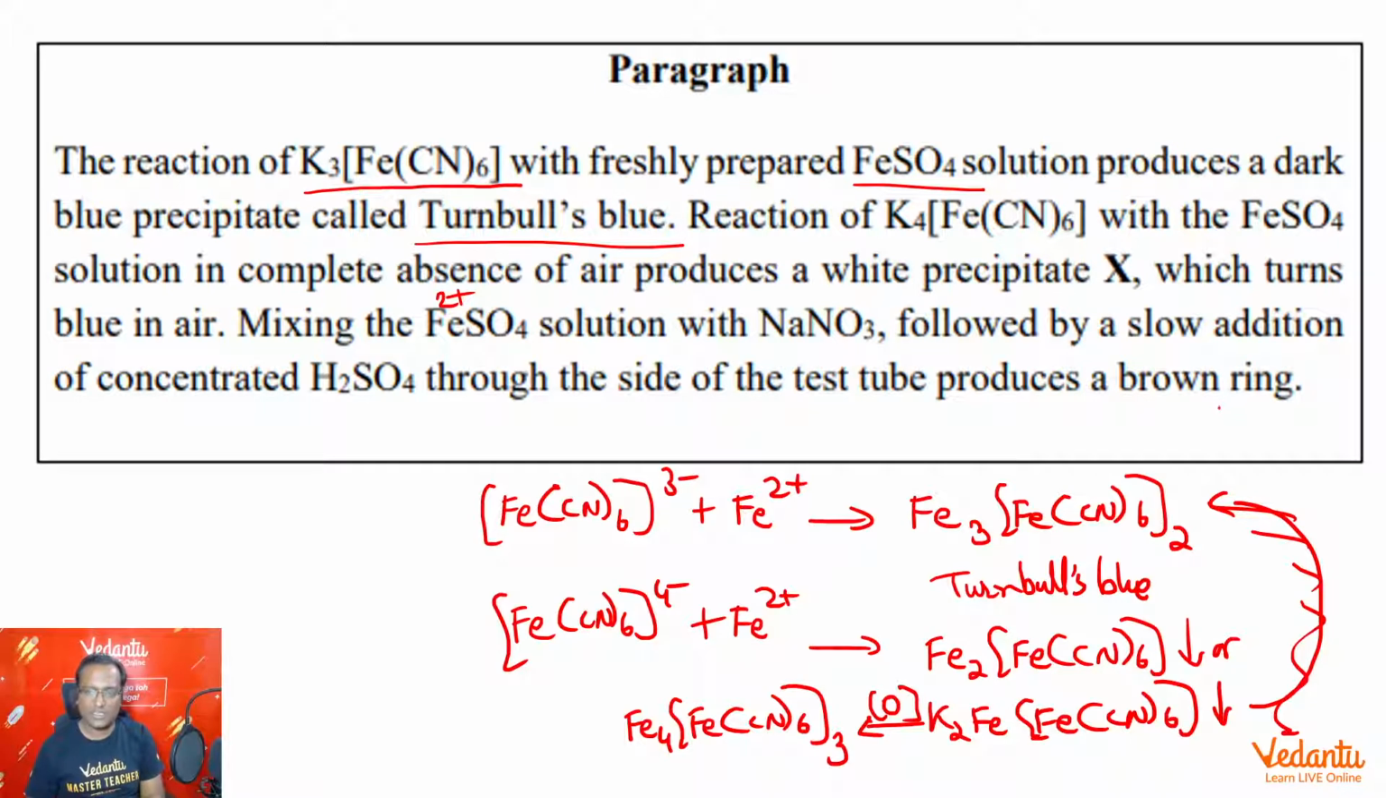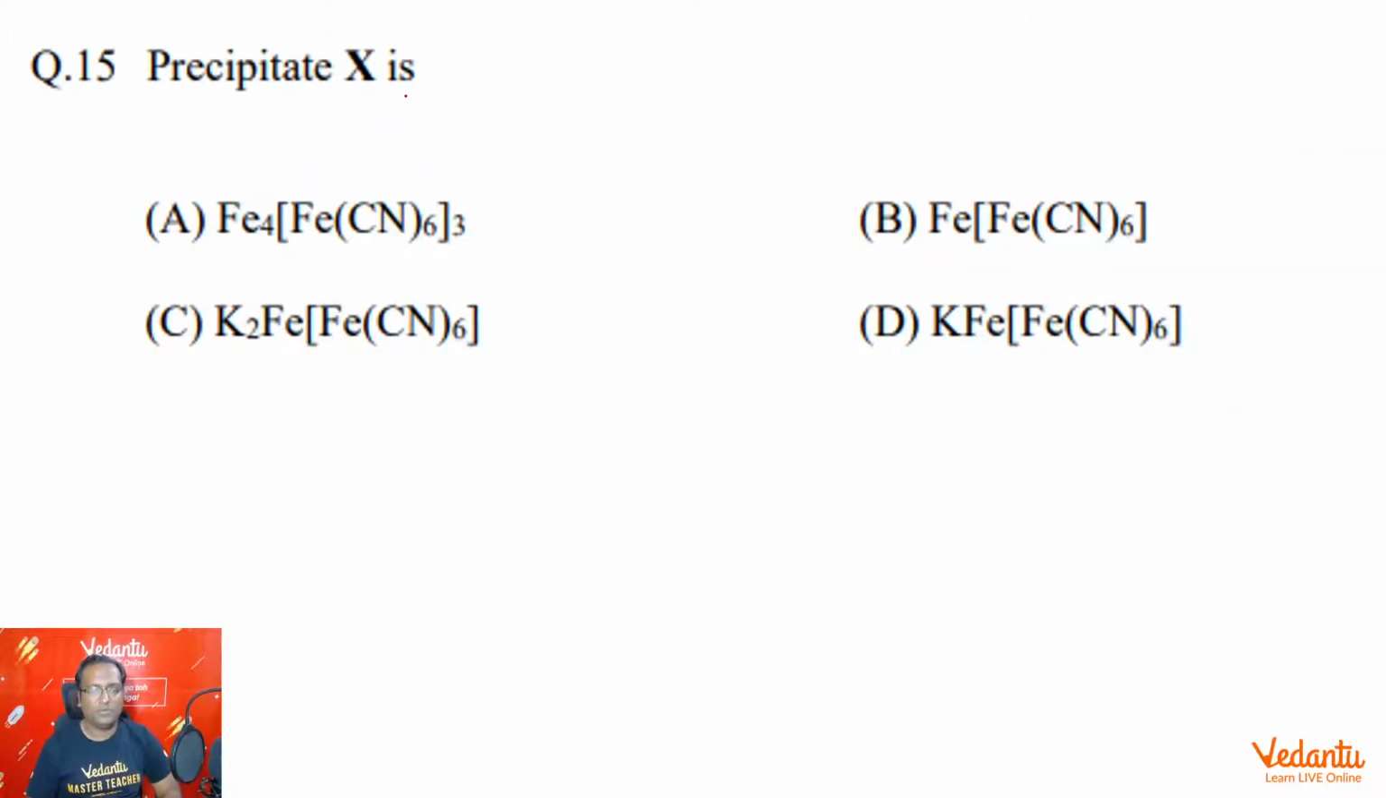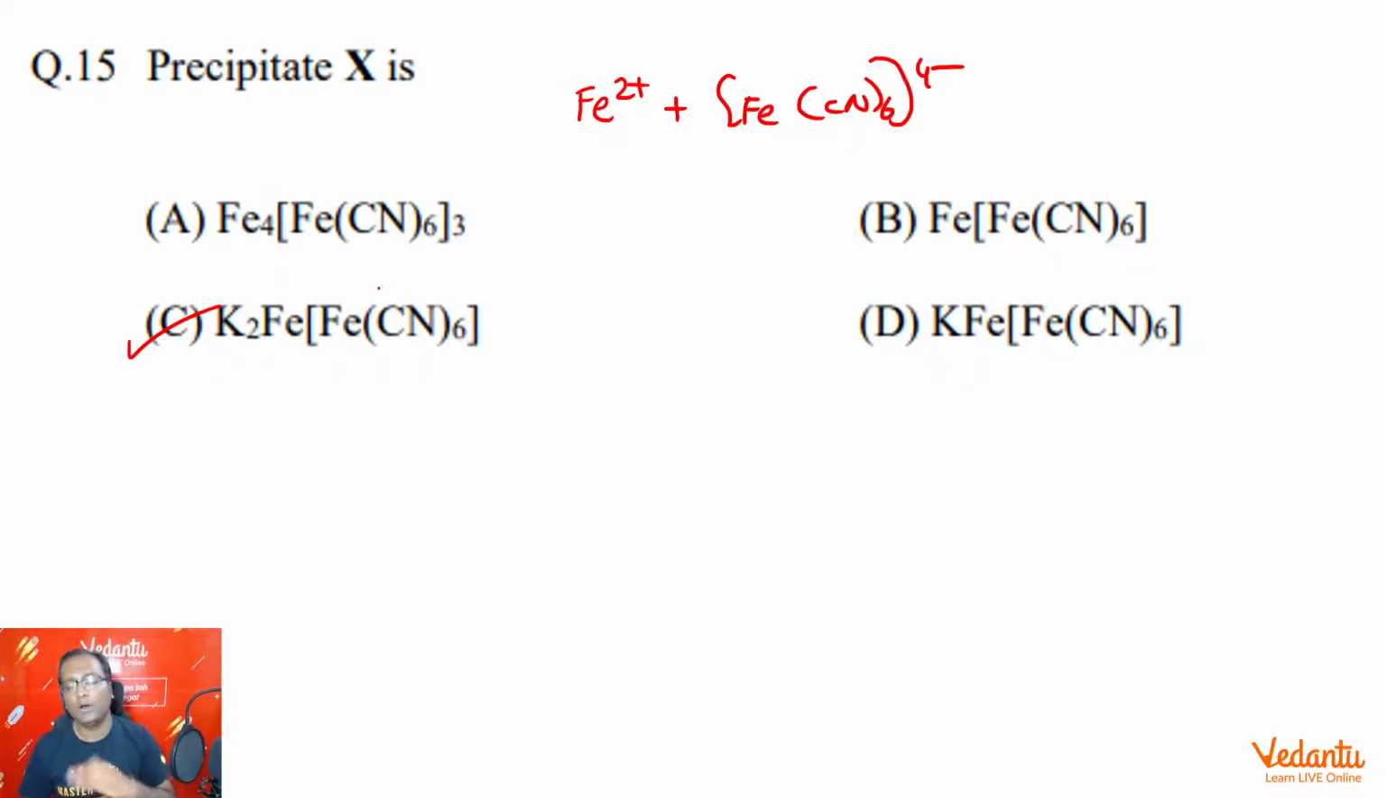Now let's go to the questions first. Precipitate of X is, so what was X? X was product obtained when ferrous reacted with ferrocyanide, right? And therefore your answer is C. Very, very simple question, right? If you check in all three options, in all three options, you'll not get this combination obtained.